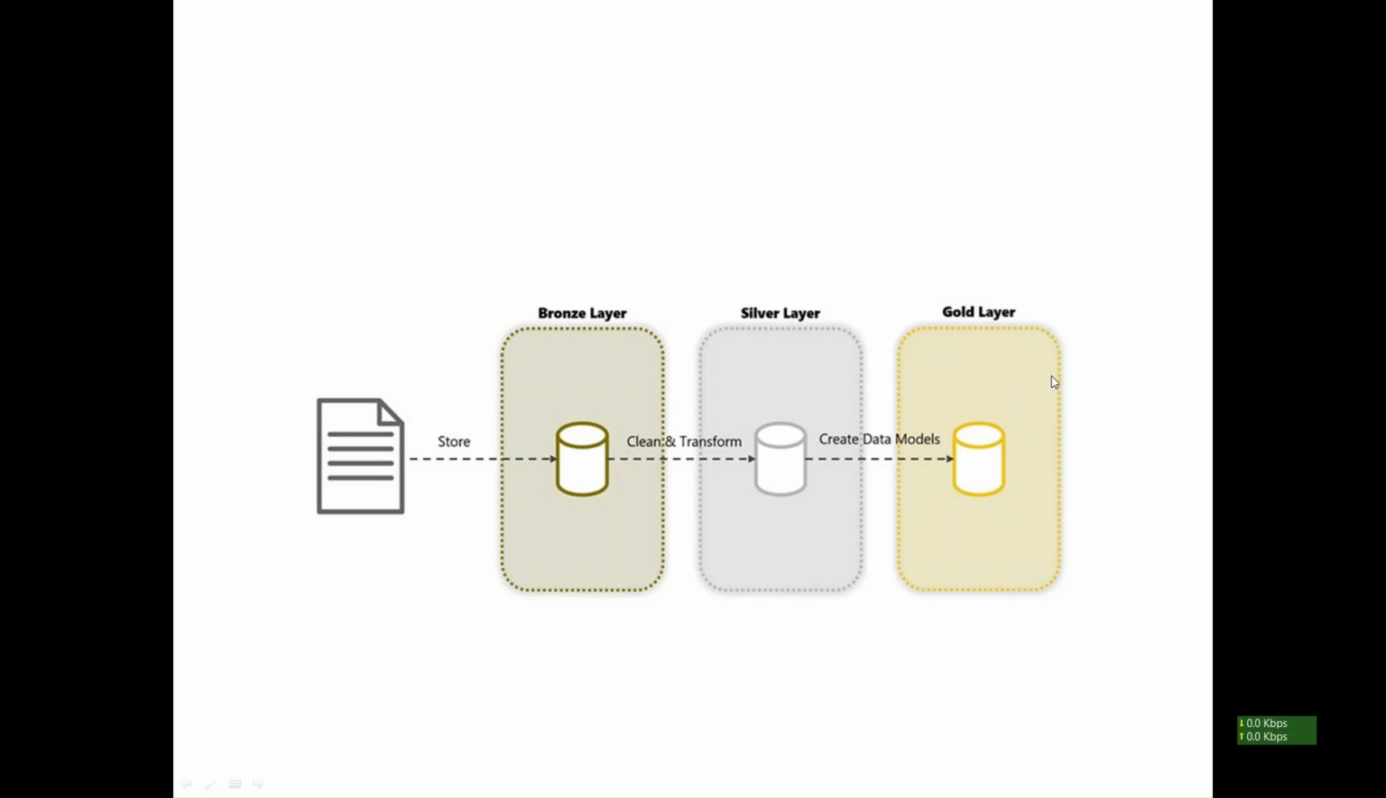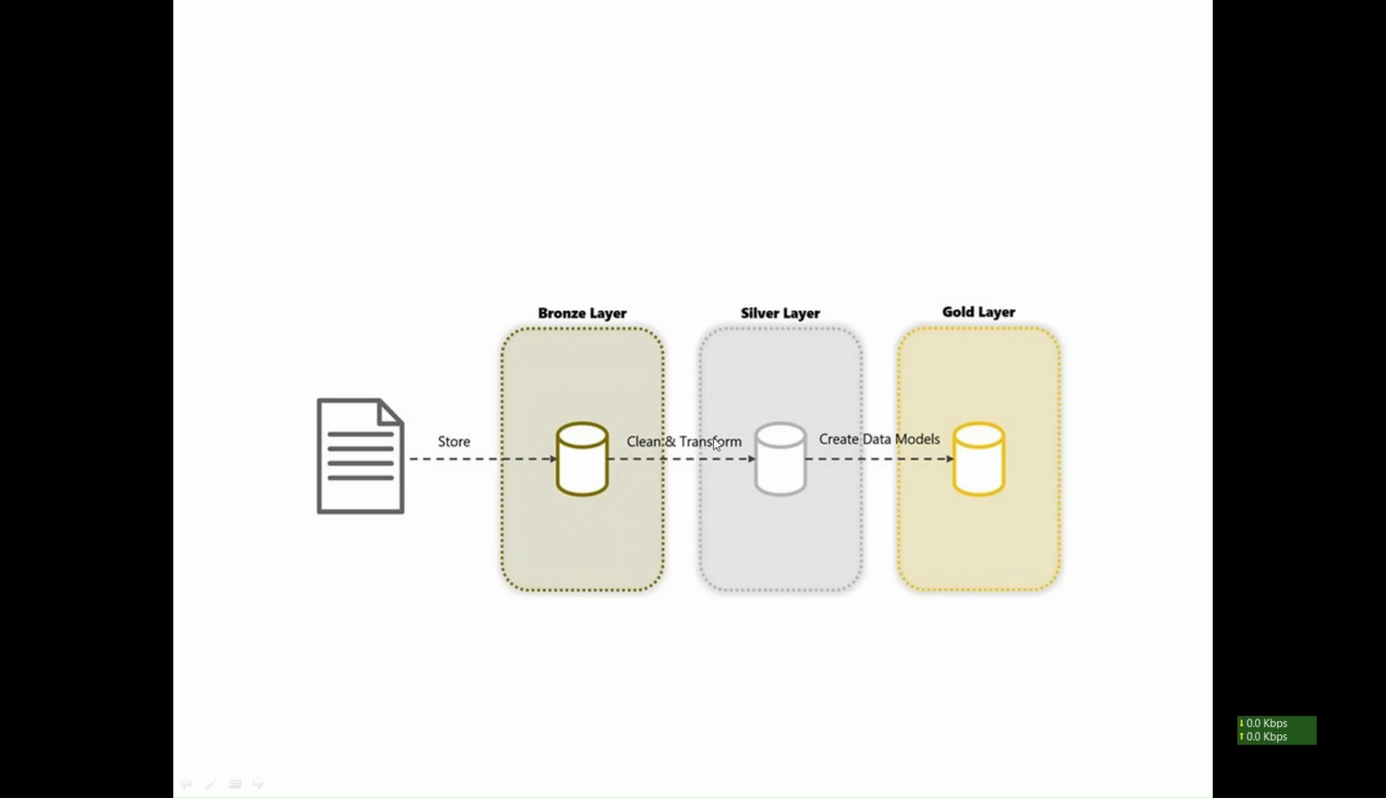For example, the bronze layer stores raw, unprocessed data. From the source, it stores the raw, unprocessed, uncleansed data that is extracted from the source system.